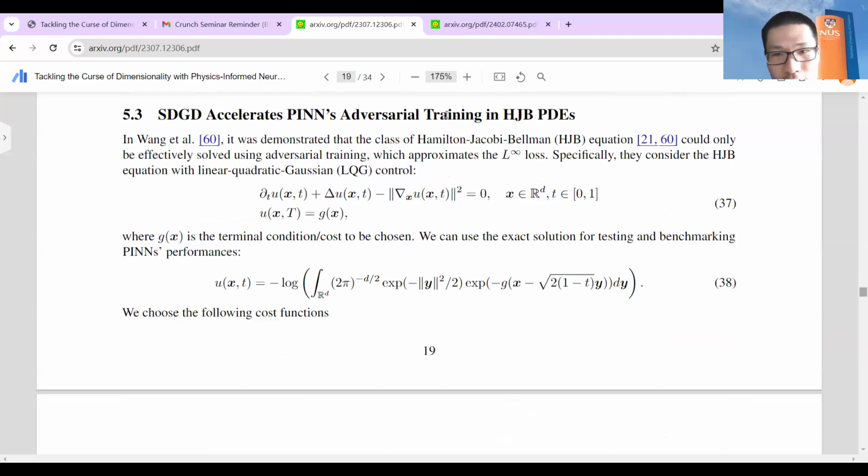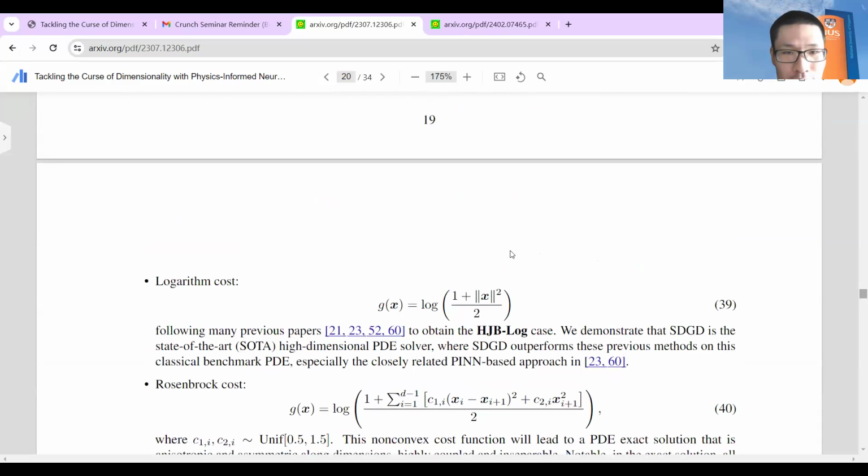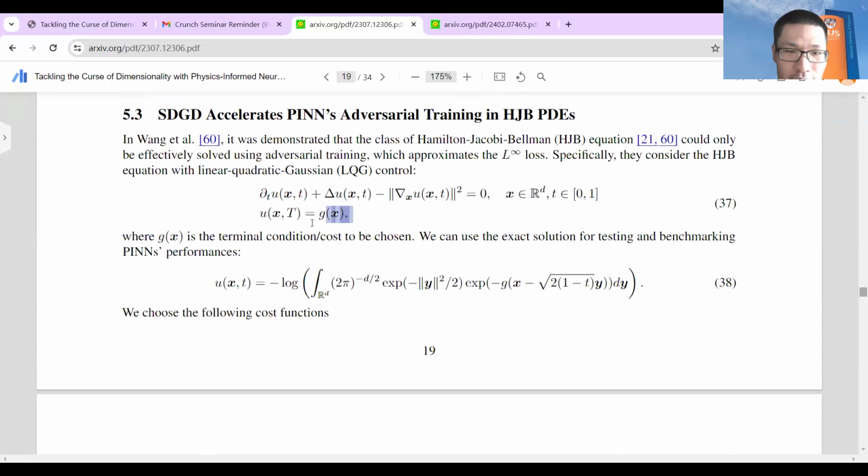So actually in our original paper, we consider this HJB equation with linear quadratic Gaussian control with this nonlinearity. You can see that it is also a kind of second order parabolic equation. The good thing is that we can obtain its exact solution from Monte Carlo. This setting is very classical because many previous papers, also famous previous papers, adopt it. Here is a cost function, and g(x) is a terminal condition.